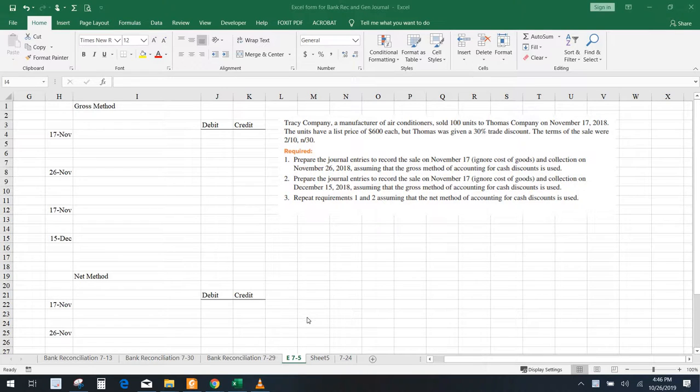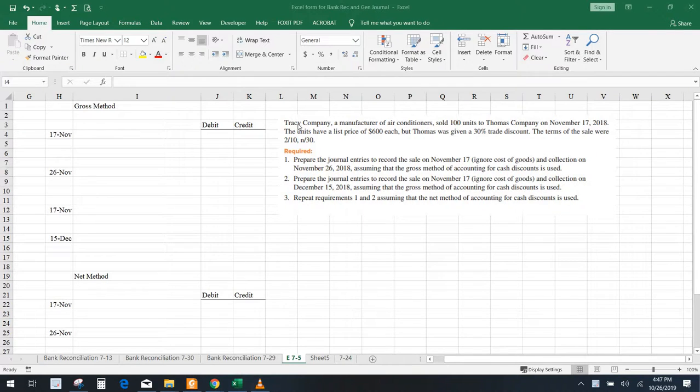Hey guys, I'm going to solve example 7-5 from the book. It's on page 396. We did this in class, but he said these journal entries are going to be on the test, so I figured it'd be a good idea to make a video of them.